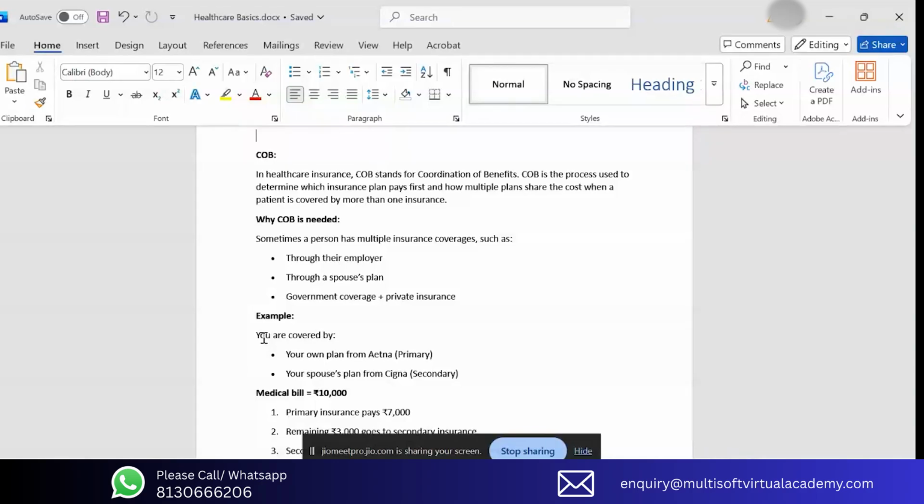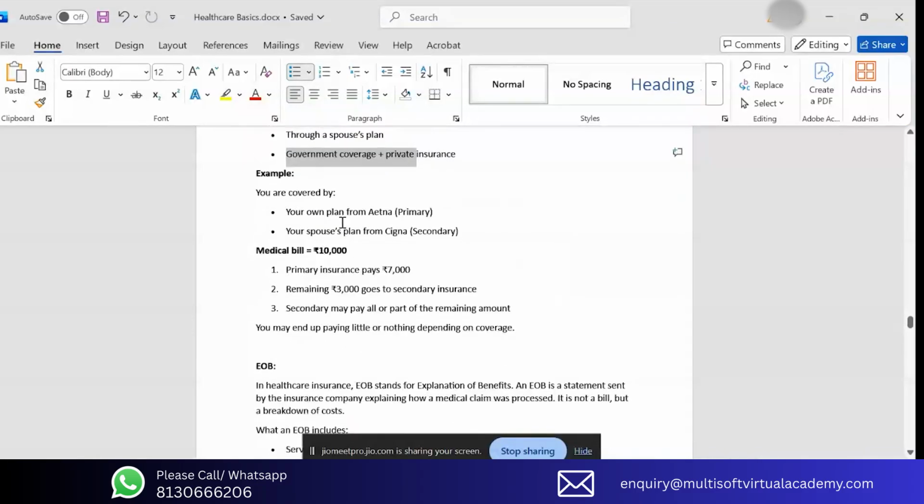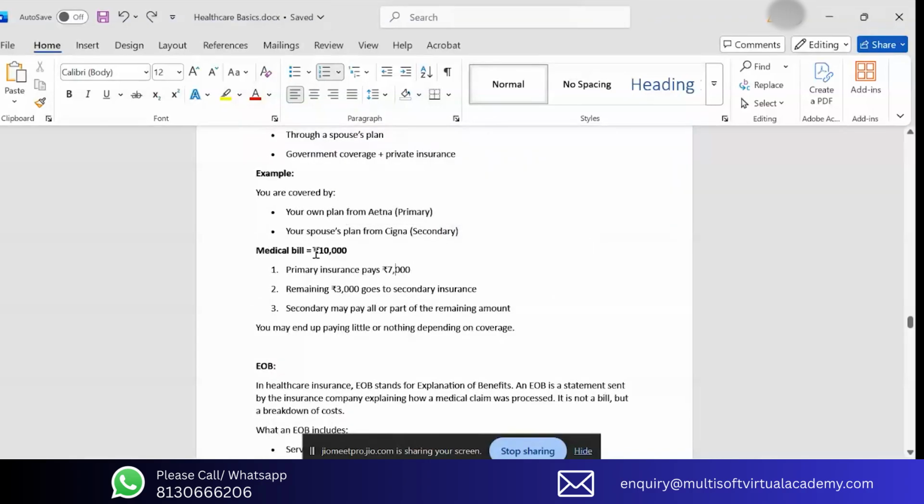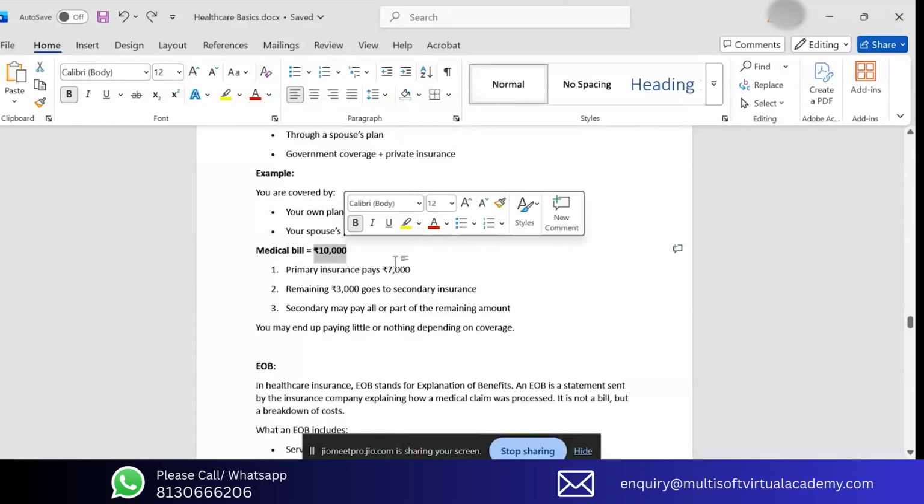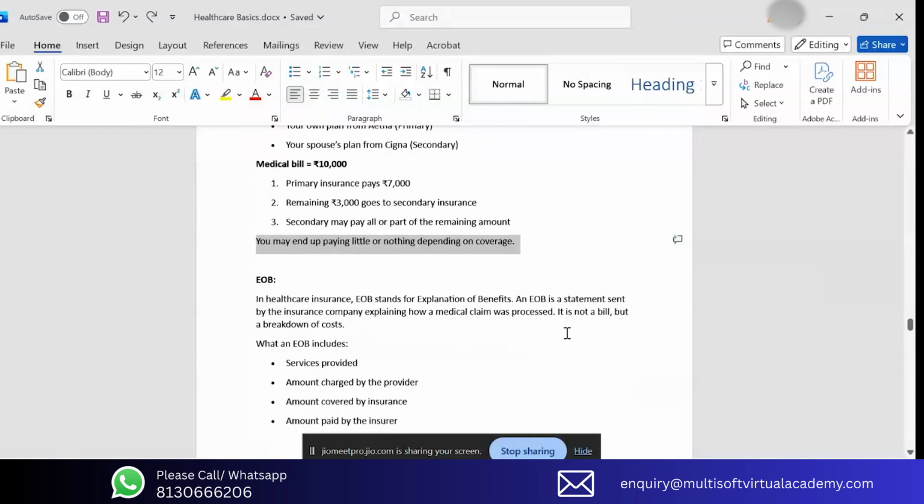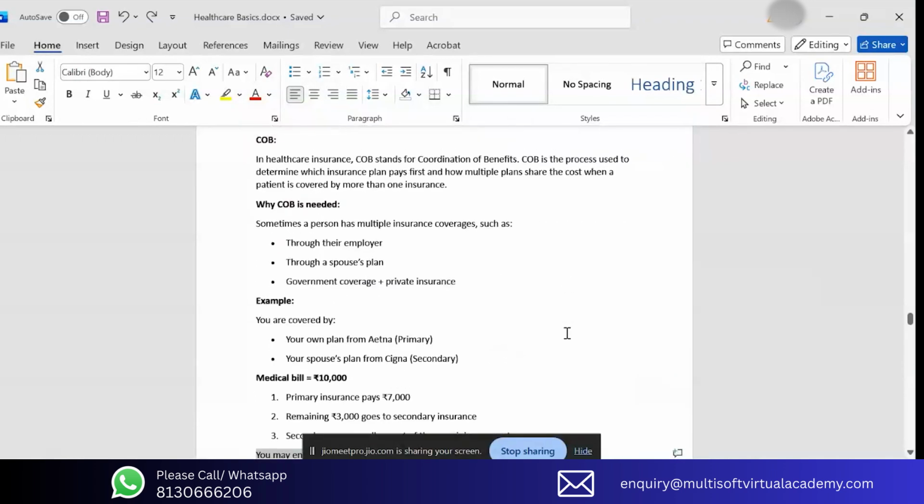Sometimes a person has multiple insurance coverage, say an employer plan, a spouse's plan, and a government coverage as well. So which plan should pay first, primary or secondary? As I told you, if your medical bill is around $10,000, insurance pays $7,000 as per your primary plan, and the remaining $3,000 gets paid by the secondary plan, and you might end up paying nothing or comparatively less from your pocket. So this is the major point.